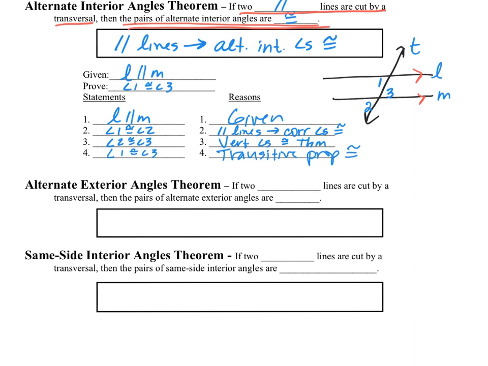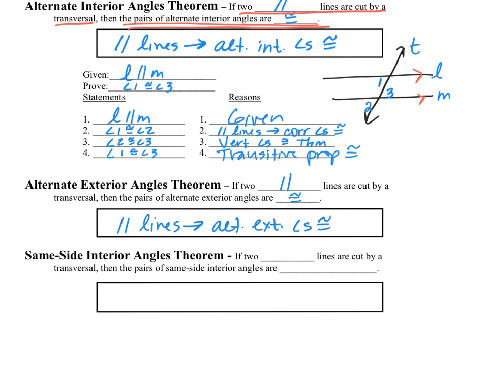Okay, we also have an alternate exterior angles theorem that says the following. If two parallel lines are cut by a transversal, then pairs of alternate exterior angles are also congruent. We will write that in shorthand like this. We'll say parallel lines and then put an arrow. That implies when parallel lines are cut by a transversal, we can conclude that alternate (ALT) exterior (EXT) angles are congruent. You'll prove that in your homework.